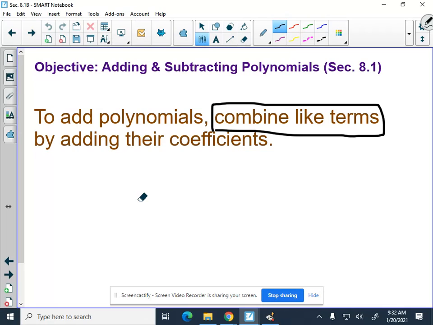We're going to learn in part B how to combine the like terms. So that last one was a little bit of a preview of this short lesson that we're going to do. And we are going to do both lessons B and C today.